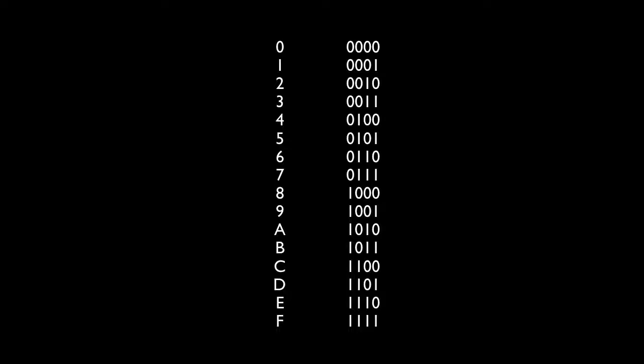Yeah, this is why we use hex, right? So 2AE, we can just write this out without even looking at the table, because we know the table. 0010. A is 1010, sorry, 1010. E is 1110. There we go. We're done, right? That's pretty easy.